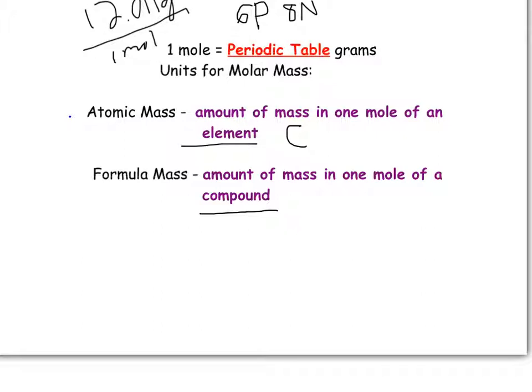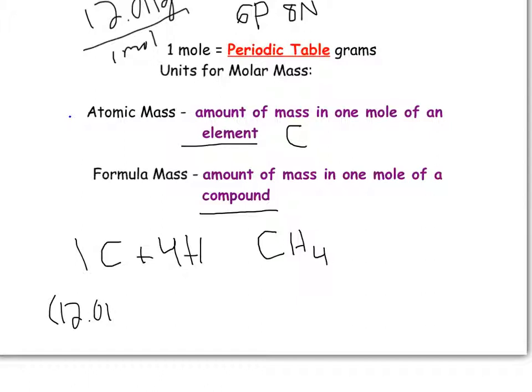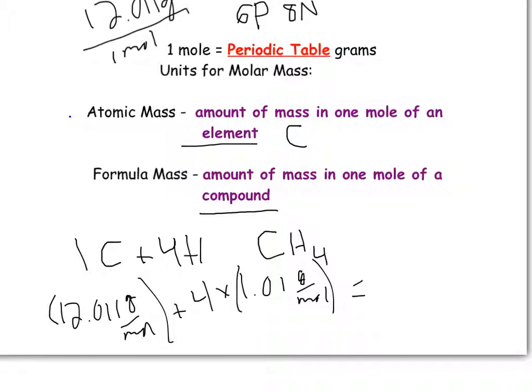Formula mass would be the mass of a compound, say carbon tetrahydride, also known as methane. So what you would do when you solve for this is take the mass of 1 carbon, plus the mass of 4 hydrogens, and we will practice this later. This would be 12.011, and that's always grams per mole, plus 4 times the molar mass of hydrogen, which if you look at your periodic table is 1.01 grams per mole. And then you would add that together and you would get a total mass equal to 16.05 grams per mole. So if you had a mole of methane molecules, they would have a mass of 16.05 grams.